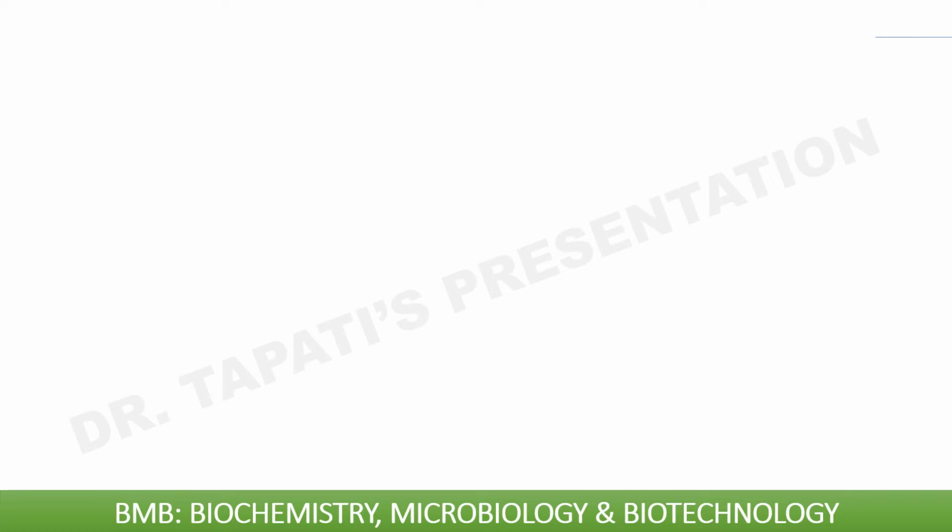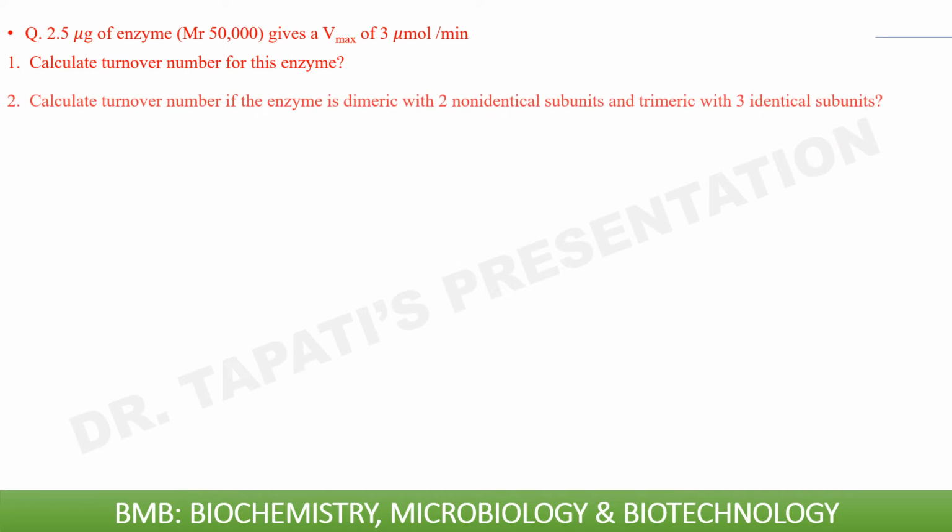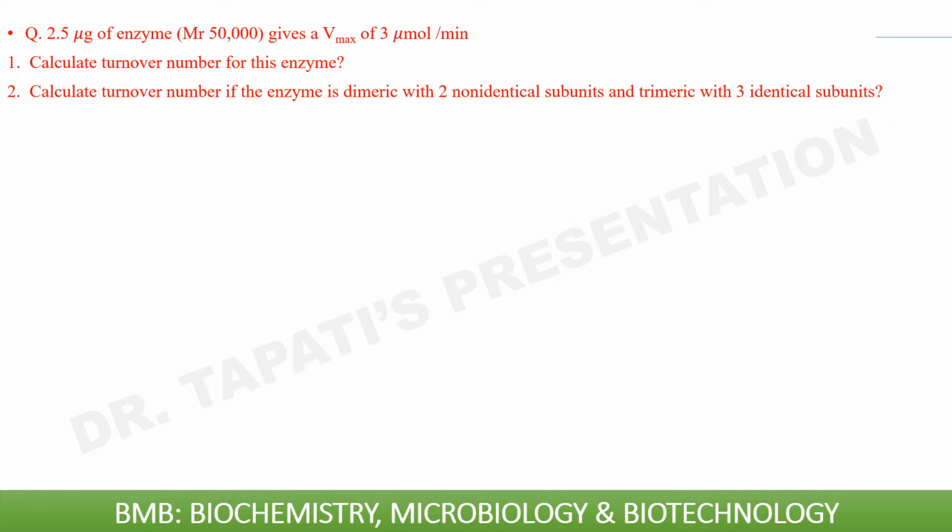Let's solve a problem for turnover number. The question is: 2.5 microgram of enzyme with molecular weight 50,000 gives a Vmax value of 3 micromole per minute. First of all, you have to calculate the turnover number for this enzyme. Then calculate the turnover number if the enzyme is dimeric with 2 non-identical subunits and trimeric with 3 identical subunits. And the third question is: what is the turnover number if 5 microgram enzyme gave a Vmax value of 3 micromole per minute?